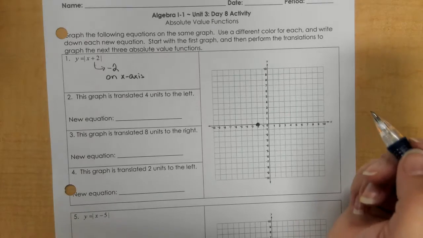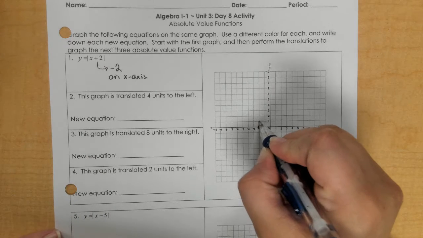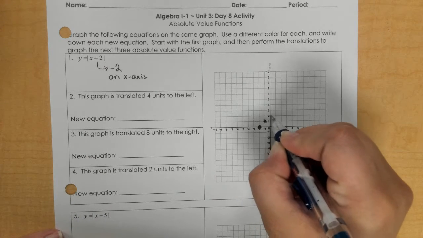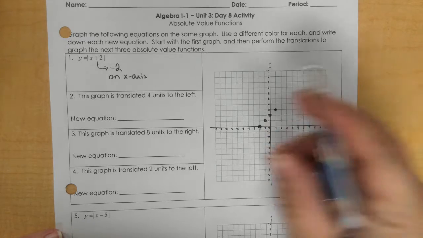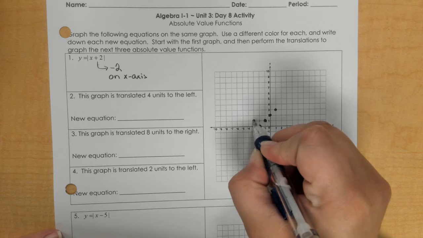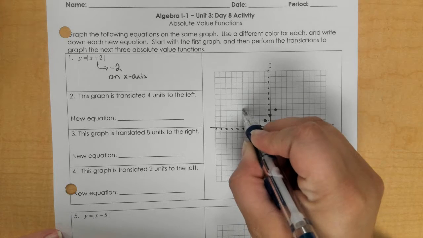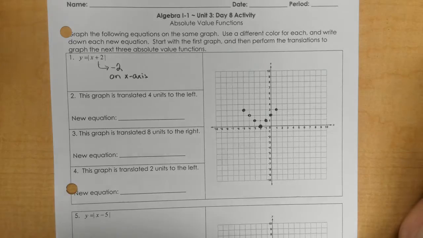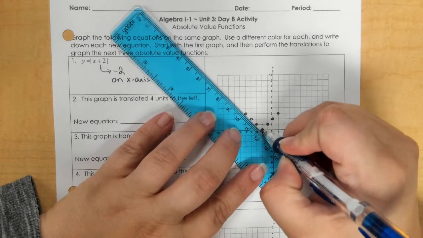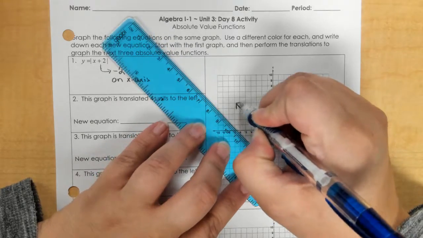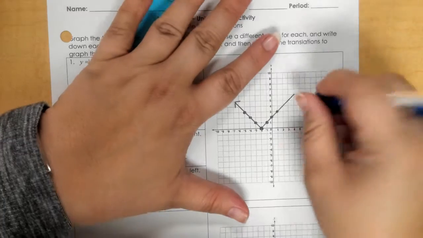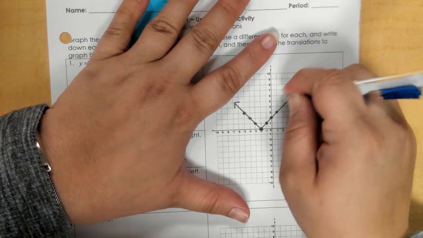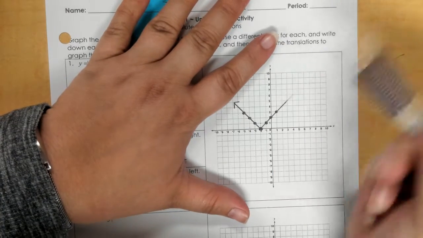Okay, now I want to go up 1, right 1, and I want to do this 2 or 3 times. I can fit 3 on here easily. And then I also want to go up and left 1 as well. So I go ahead and draw the V. And remember that we want it to be even.